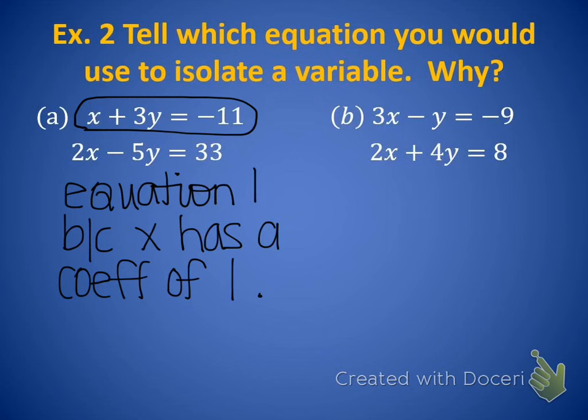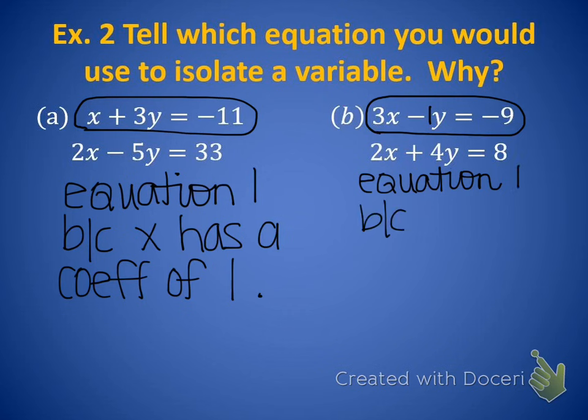When the coefficient of my variable is already a 1 or even a -1, it makes solving for that variable much easier. Now, when I look at letter B, again, I notice in the first equation that I have the variable y, and it has a coefficient of -1. So I'm going to solve equation 1.